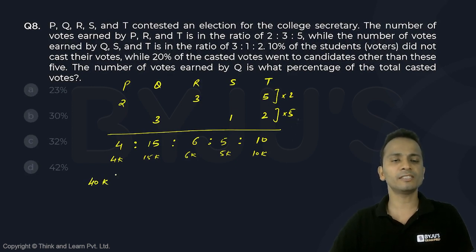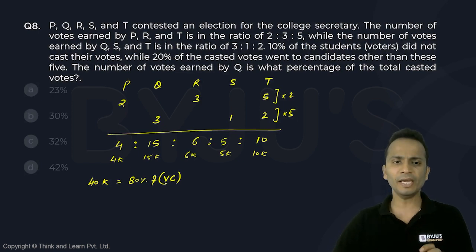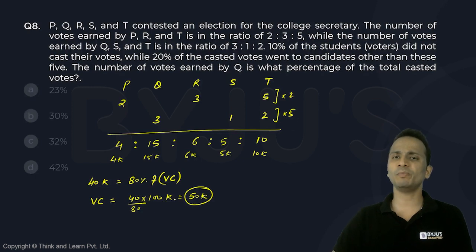So 40K is the number of votes received by P, Q, R, S, and T, which is equal to, I can say that, 80% of the casted vote. So this is equal to 80% of the votes which are casted. Okay, so I'll write it as VC, votes casted. Okay, so I can say that votes which are casted will be equal to 40 multiplied by 100 divided by 80 times K, and that is equal to 50K, right? So the votes which are casted will be equal to 50K.